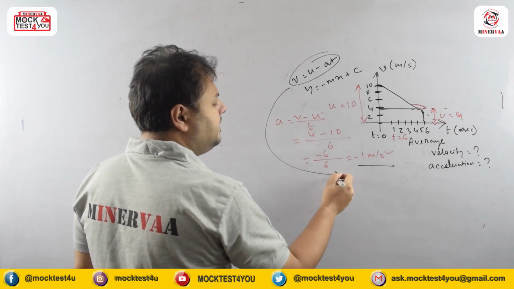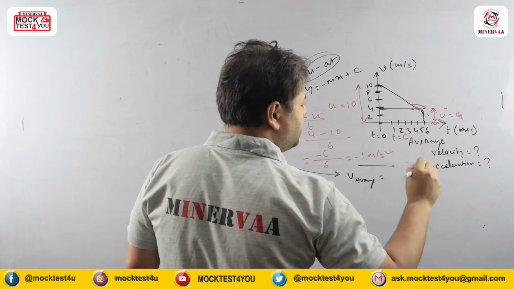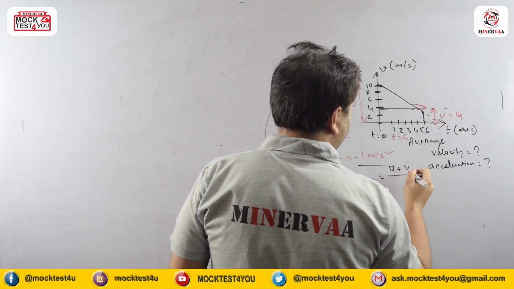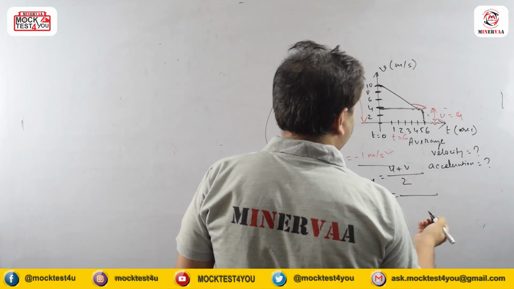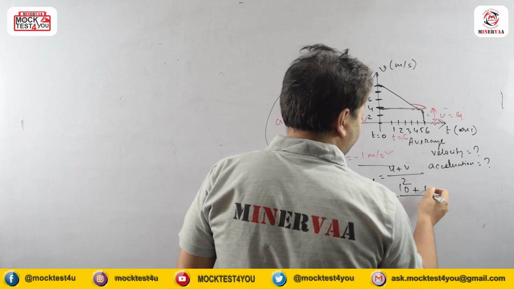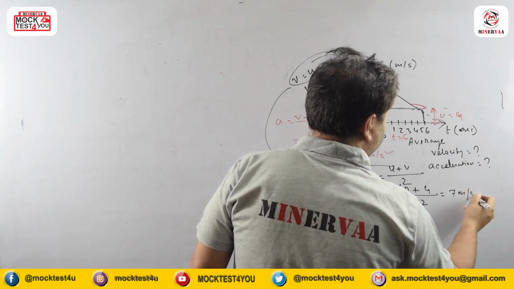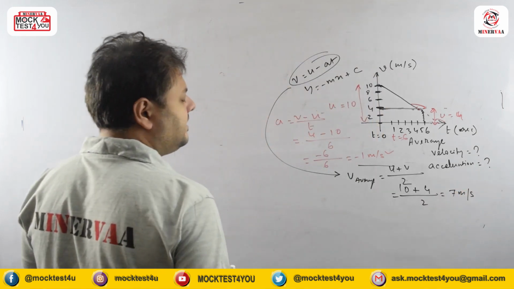So if it is a linear motion, a motion along a straight line, then the average velocity should be (u plus v) by 2. So naturally it is (10 plus 4) by 2, it is actually 7 meter per second. You can write it like this.